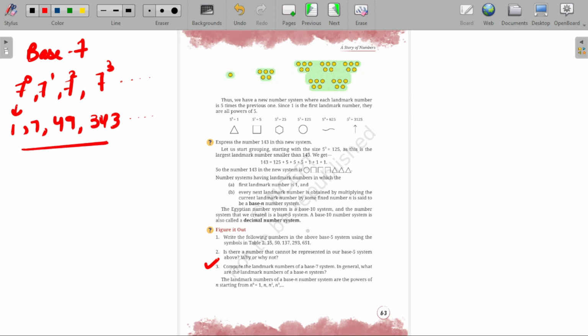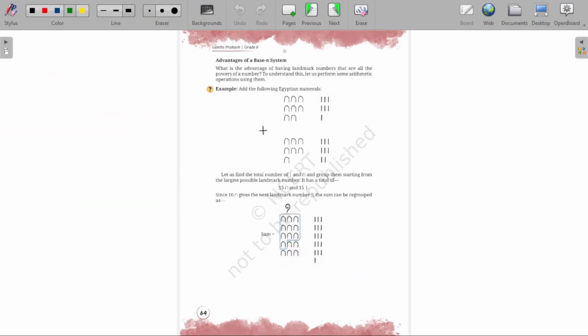What they are saying next is, what are the landmark base numbers for base n? This is already introduced to you. Base n system is n raised to 0, n raised to 1, n square, n cube, and so on. This is the base n system. Moving to the next page, here are the advantages of the base n system.